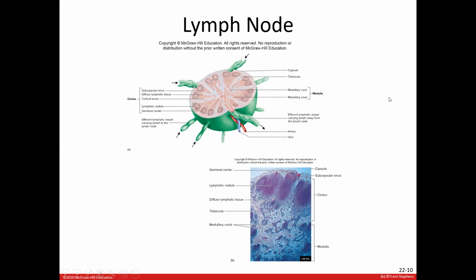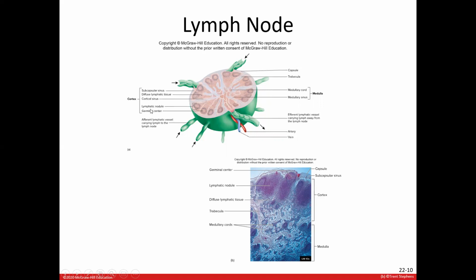So to show you that in diagram form, we have the lymph node, again, this spherical organ or spherical structure. It has this green capsule on the outside. Then on the inner portion, we have a cortex, which is this outer portion right here. And then we have the medulla, which is this inner portion right here.